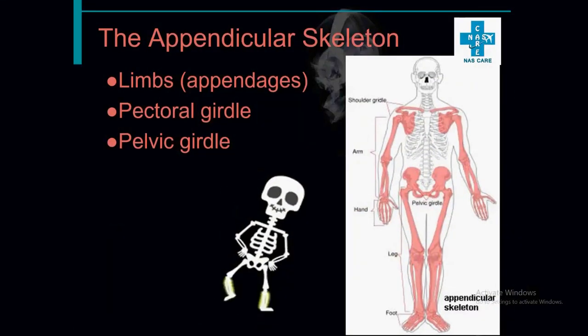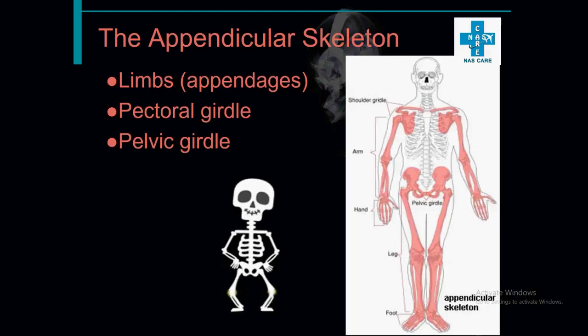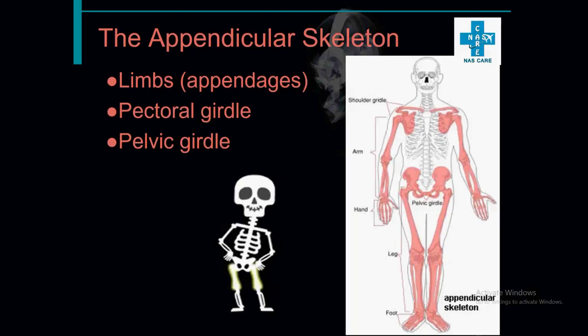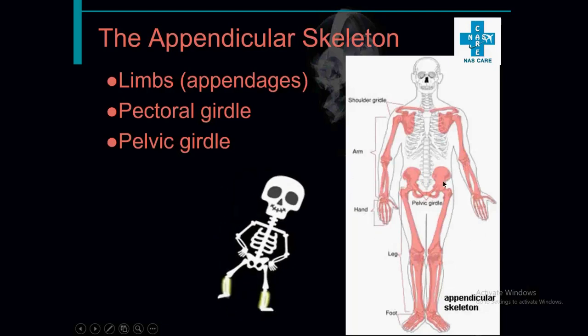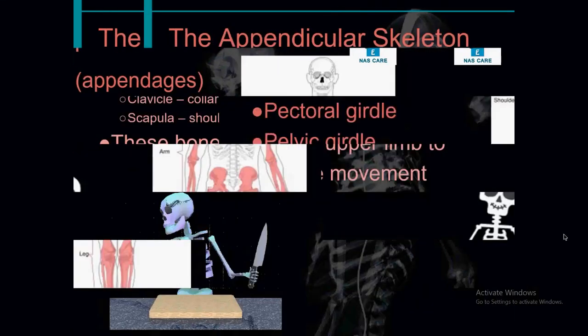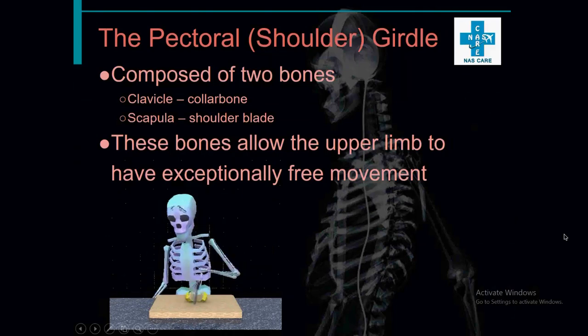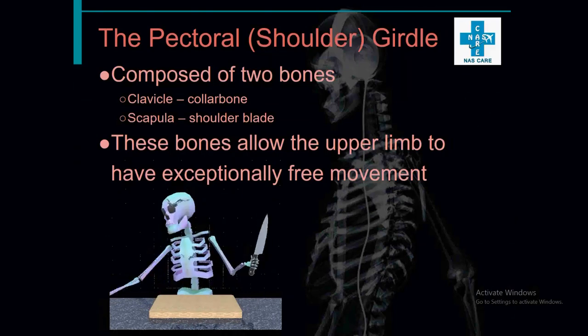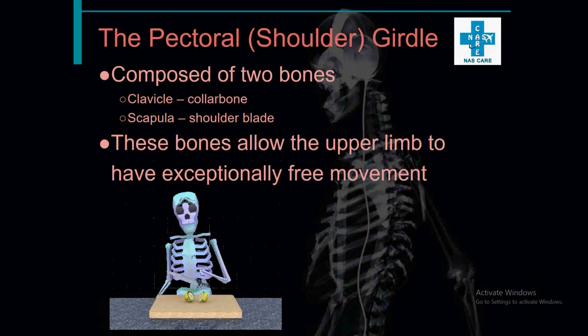And the appendicular skeleton is divided into the limbs, pectoral girdle, and pelvic girdle. You saw here shoulder girdle, arm, hand, pelvic girdle, and foot and leg. The pectoral shoulder girdle is composed of two bones, clavicle and scapula. The other name for clavicle is collarbone, and for scapula, shoulder blade. These bones allow the upper limb to have exceptionally free movement.